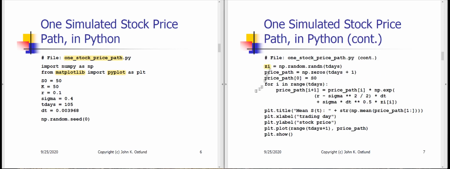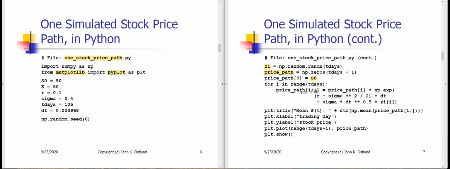Okay, so now we need to draw our z sub i's. That is, our draws from the standard normal distribution, one draw for each day for which we're going to simulate the evolving stock price. The price path for the stock is going to contain T days plus 1 cells, because the first recorded stock price is just S sub 0, and then we're going to have the stock price evolving over 105 subsequent days. Here's our initialization of price path sub 0 to just S sub 0.